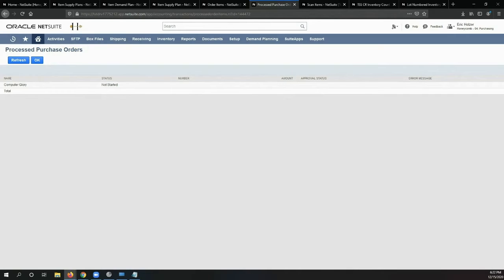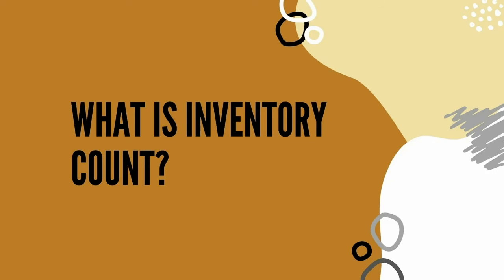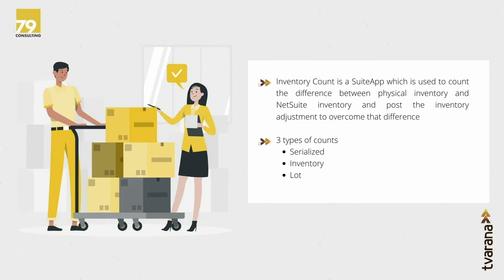All right, thanks for that demo, Eric. We've gone over quite a bit of information so far. Let's now talk about inventory count. Inventory count is our suite app that helps users sync the physical warehouse to inventory on NetSuite. And it utilizes three types of counts: serialized, inventory, and lot. Eric is now going to take us through a quick summary of inventory count.